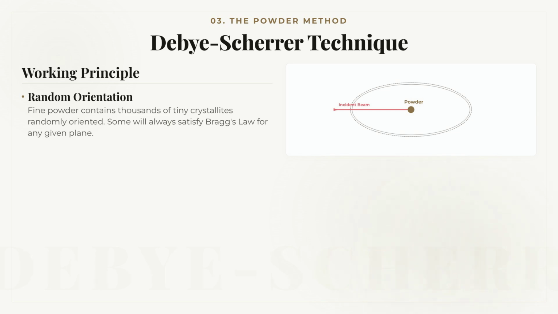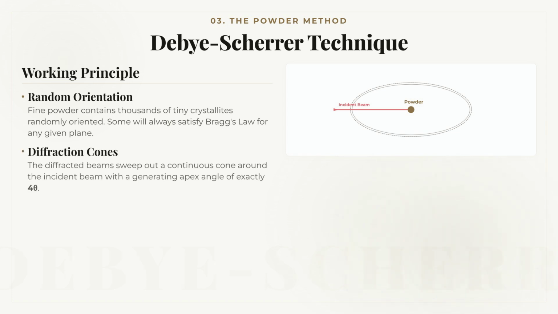Each crystallite is randomly oriented with respect to the incident X-ray beam. Because of this random orientation, some crystallites will always satisfy Bragg's law for a particular set of crystal planes. These crystallites diffract the X-rays strongly. Now, consider all the crystallites satisfying the same diffraction condition. Since they are oriented randomly in every direction around the incident beam, the diffracted X-rays do not form a single beam. Instead, they spread out to form the surface of a cone. This cone is called the diffraction cone.